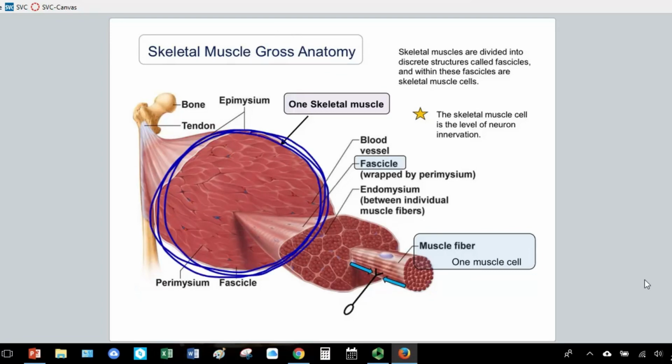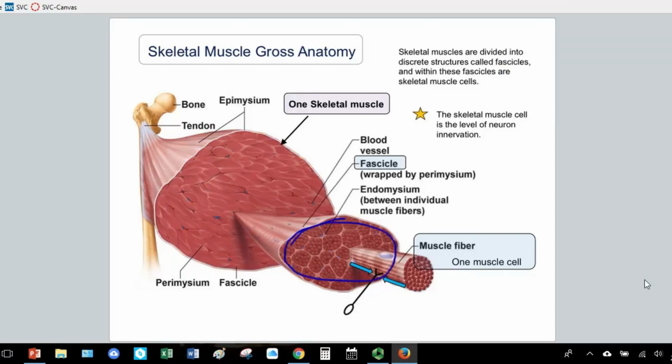And skeletal muscles, well, when you look at this, here's a cross section, you can see that there's lots of individual structures within this one skeletal muscle. So skeletal muscles are divided into discrete structures that we call fascicles. So each one of these little guys is a fascicle. It's the first cross section you see when you make a cross section of a skeletal muscle. So those are all fascicles, which means this is a fascicle right there.